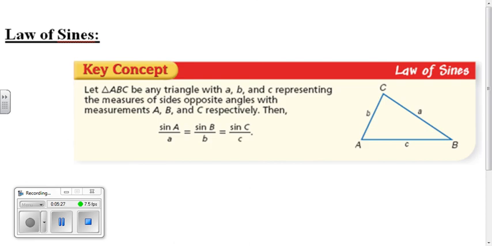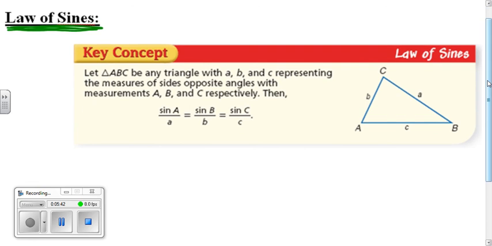Now let's get on to the actual law of sines. This is one of the most powerful and most useful formulas or laws in all of trigonometry. Law of sines is used to derive many other formulas, many other identities used in trigonometry.